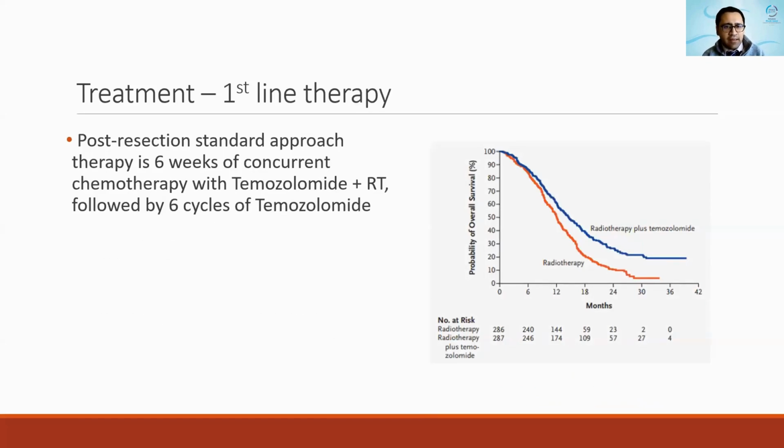Post-resection, first-line treatment in today's day and age consists of concurrent therapy with temozolomide, which is our first-line oral chemotherapy agent, combined with radiation therapy. This is typically done for 6 weeks, followed by multiple intermittent cycles of oral chemotherapy with temozolomide. This was the pivotal study which led to temozolomide approval, and we can see a significant difference between radiation therapy administered by itself and radiation therapy plus temozolomide.